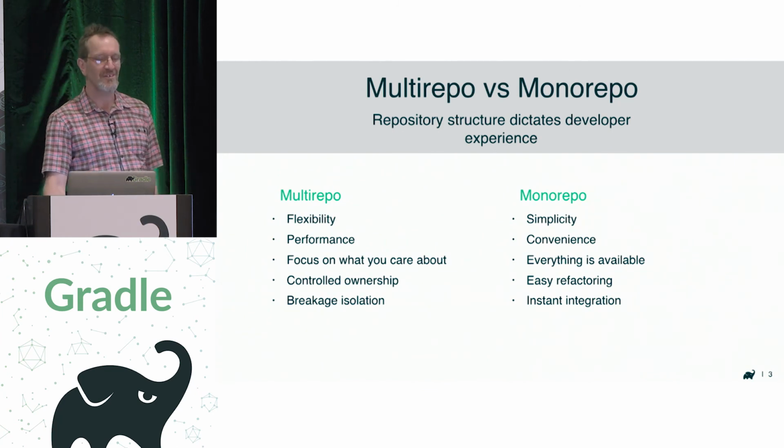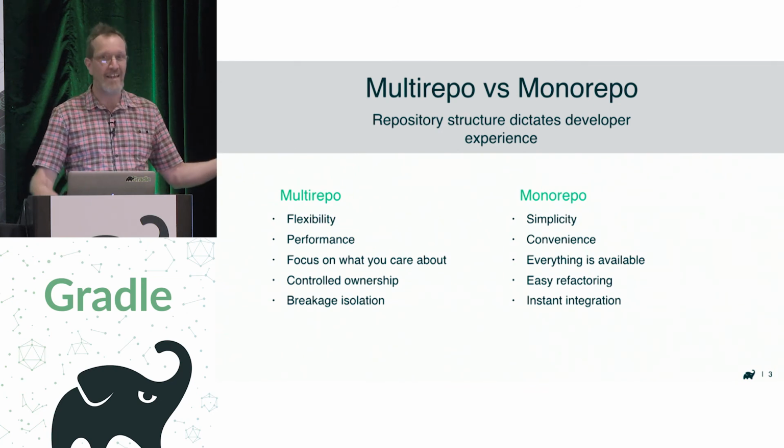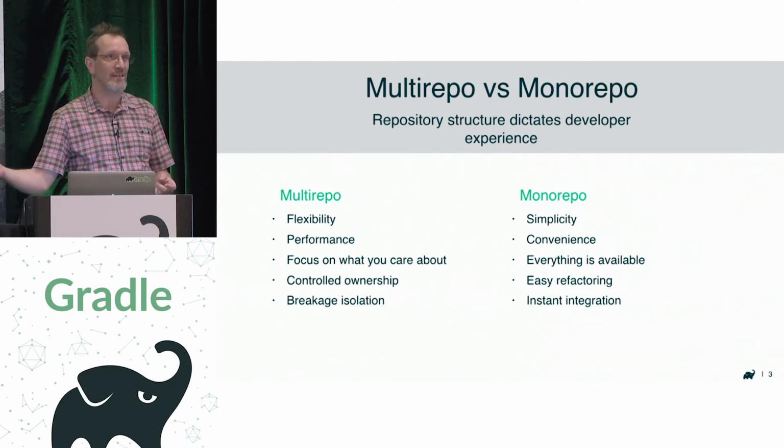But the monorepo is, as I said, convenient. It's simple. You have everything there at your fingertips. Everything you want to know is right there. You can refactor any part of the code base and rename something, and all the things that use it are going to be renamed automatically. IDEs do this well. Gradle does it really well.